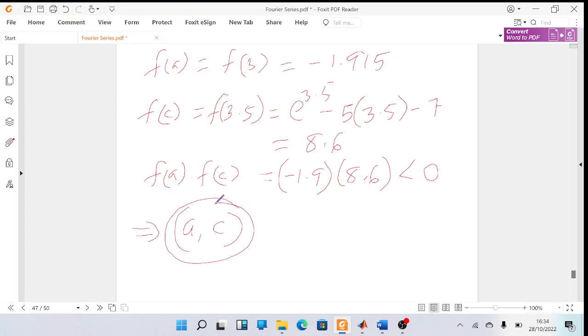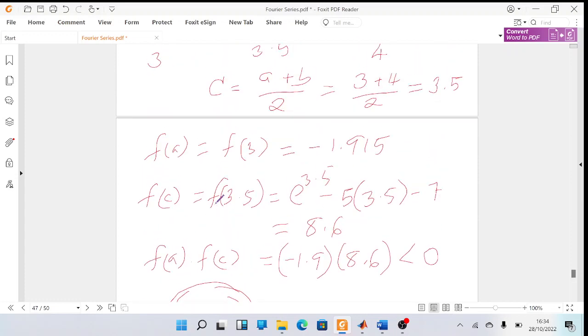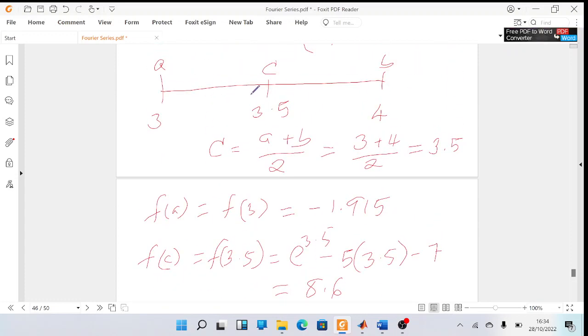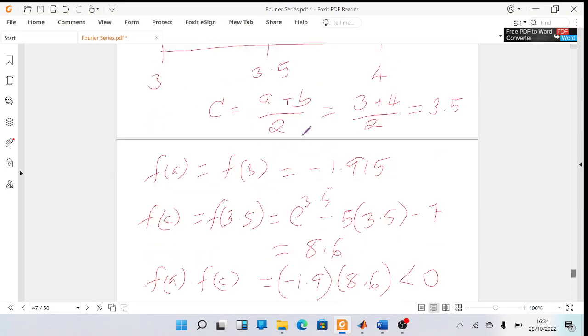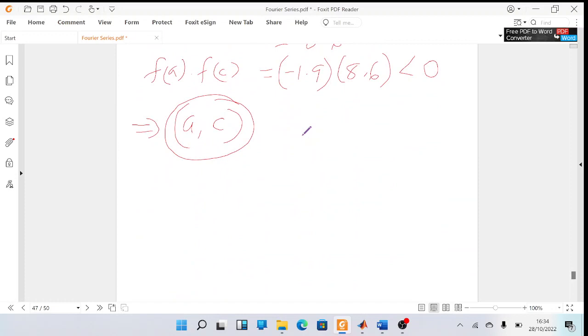So in this case, we are going to discard now the interval C to B, and we are now left with the interval AC. So our interval, we initially had A and B, but we have partitioned this to have the C. We have seen that the root lies between A and C, this interval here.